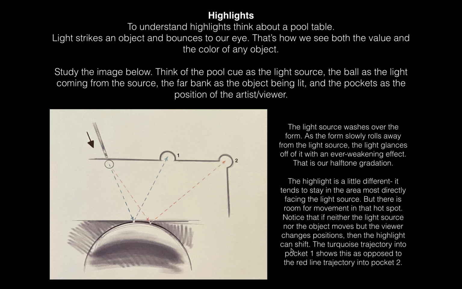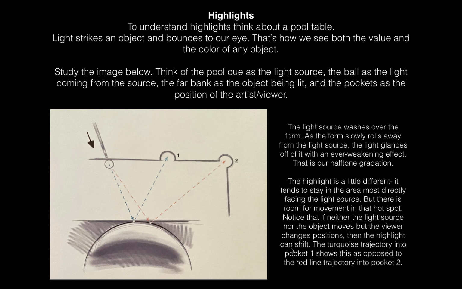Think of the pool cue, which is that arrow there, as the light source, the ball as the light coming from the source, the far bank as the object being lit, and the pockets as the positions of the artist or viewer. The light source washes over the form. As the form slowly rolls away from the light source, the light glances off of it with an ever-weakening effect. This is our halftone gradient.